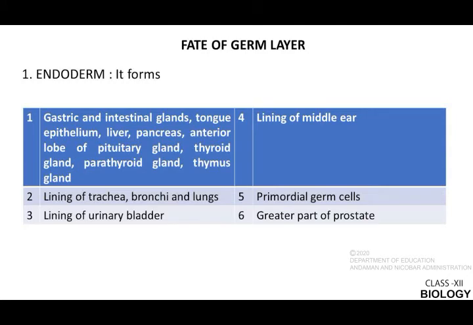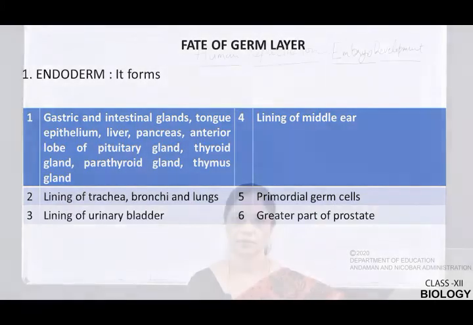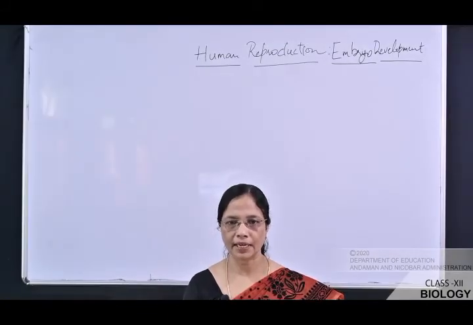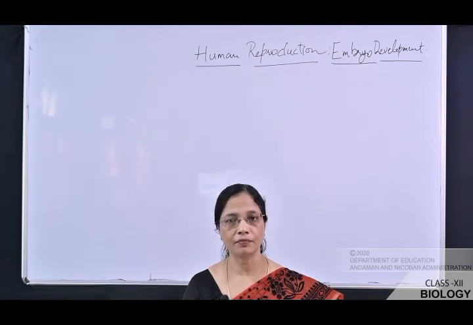So we have seen that the three germ layers, that is ectoderm, endoderm and mesoderm, give rise to different organs. So in this class we have studied about the development of extra embryonic membrane as well as the development of the embryo, formation of three germ layers.